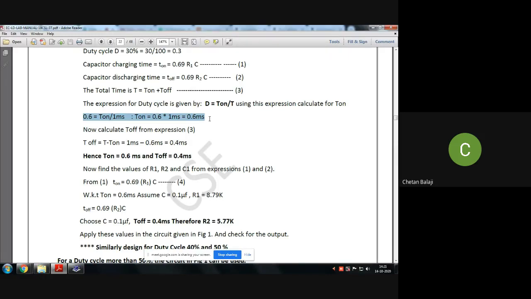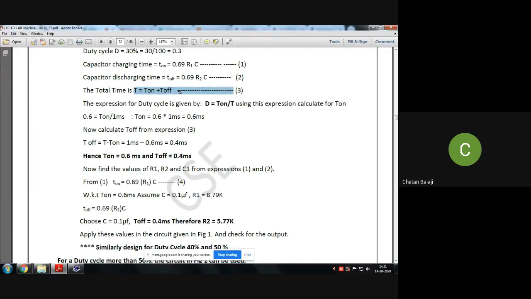Okay, now I know t, and I got t on. When we cross multiplied, t was already known, and now I even got the value of t on. Okay, now you use formula number 3 here: t equals t on plus t off.